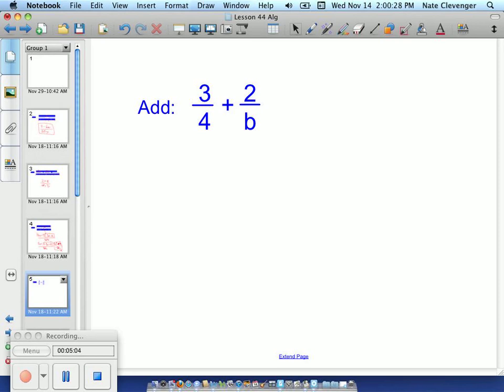These two fractions do not have a common denominator. What would the least common multiple be for 4b?